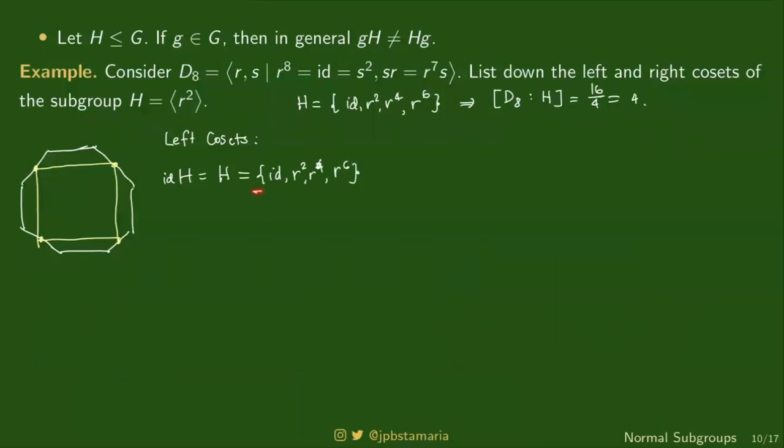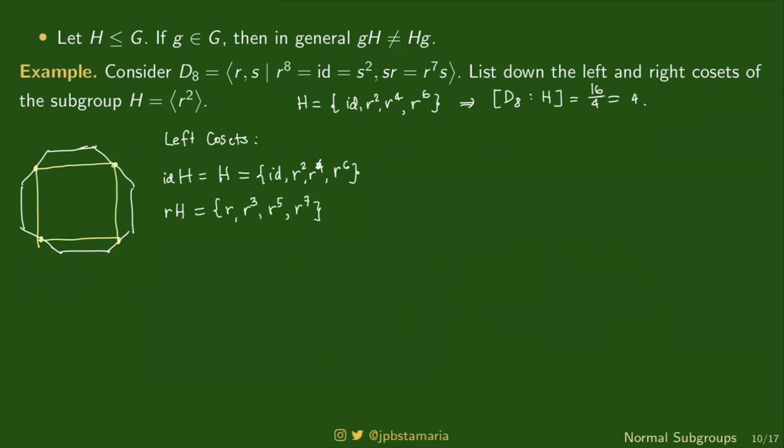Mag-iisip ka ng element na wala sa H. Kasi pag ang multiply mo sa H, nasa H na, ang lalabas lang, H lang din. Diba? So think of an element na wala pa sa H. Halimbawa si R, wala sa H, di ba? So you just multiply R to H. You get R, R cubed, R to the 5th, R to the 7th. As you can see at this point, lumabas na yung 8 rotations.